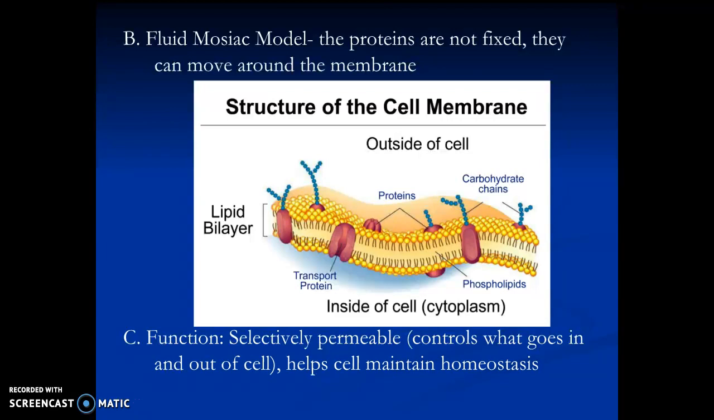So the proteins are not fixed, they can move around the membrane, just like I already said. It is selectively permeable, which means it is kind of like a bouncer, so it selects the things that can go in and out of the cell. And that's pretty much it for the cell membrane.